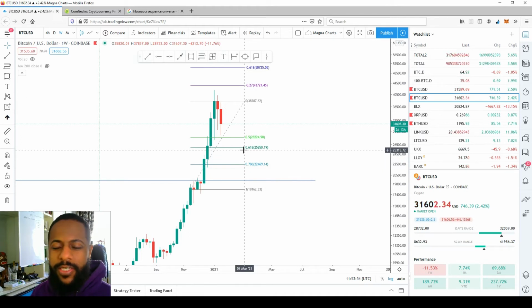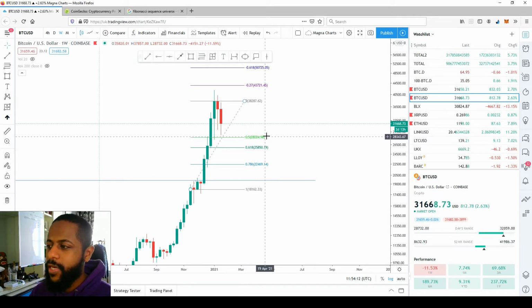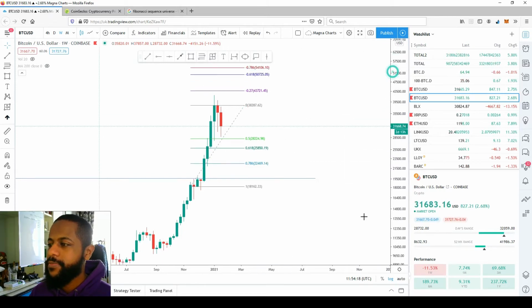But let's go back into historical data. As I said in the opening quote, history does not repeat, but it rhymes. So let's look at historical data to better understand whether we'll reverse from this level, 28,000, or we're going to go down to 25, 26, or even as low as 22.5.